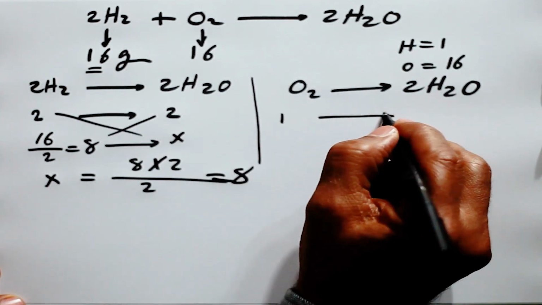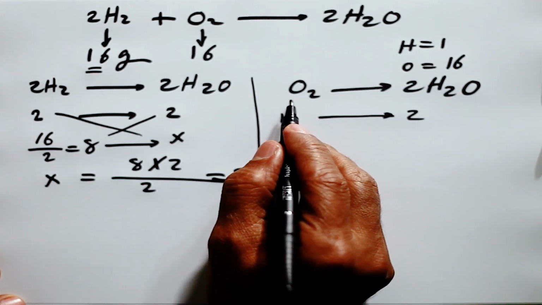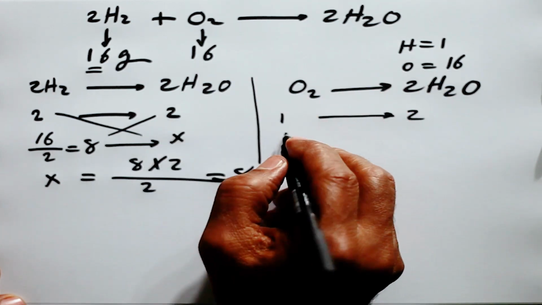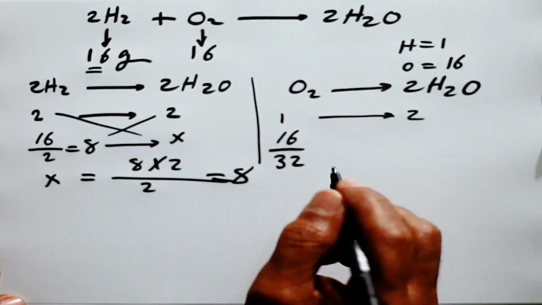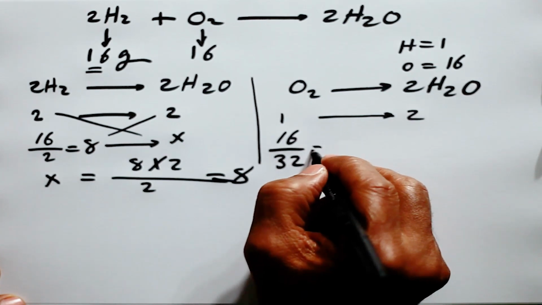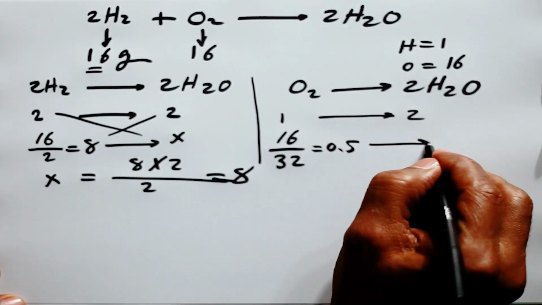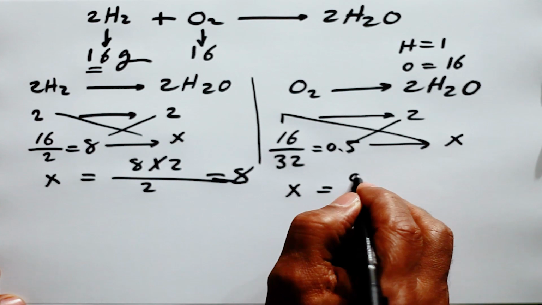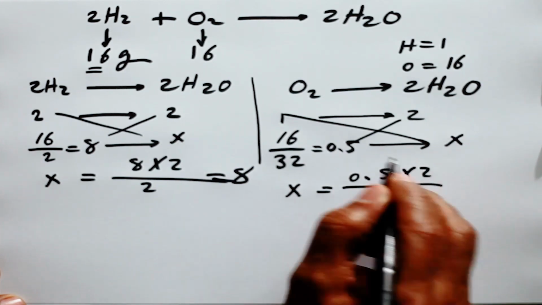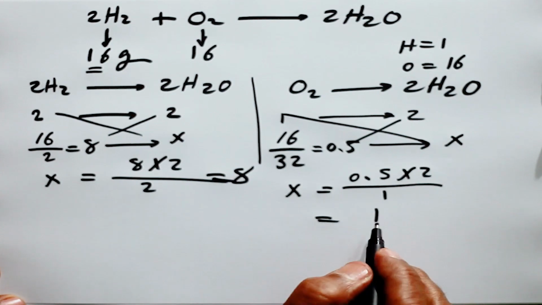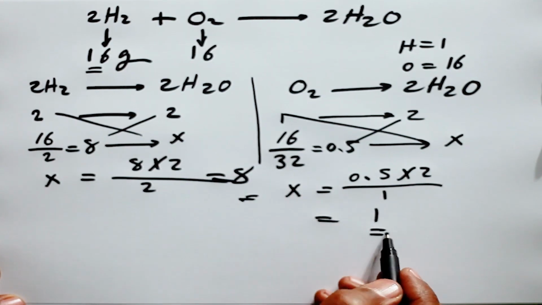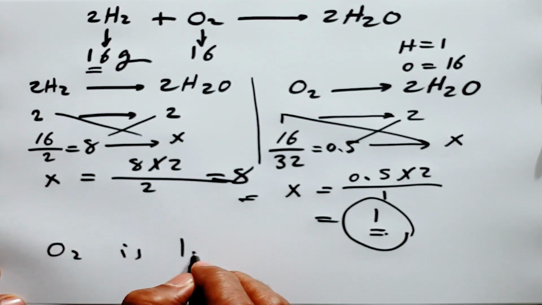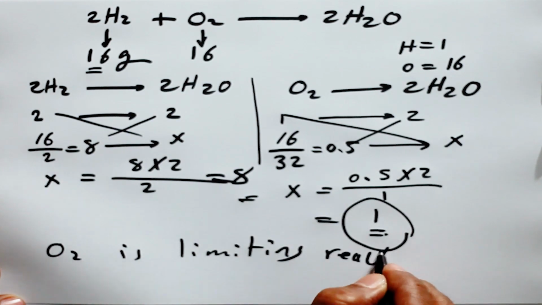Oxygen: 1 mole produces 2 moles. 1 mole of oxygen produces 2 moles of water. We have 16 grams of oxygen. 16 over 32 equals 0.5 mole, half a mole, of oxygen produces X. Cross multiplication: X equals 0.5 times 2 over 1 equals 1. Which one is lower, 8 or 1? 1 is lower, so oxygen is considered the limiting reactant.